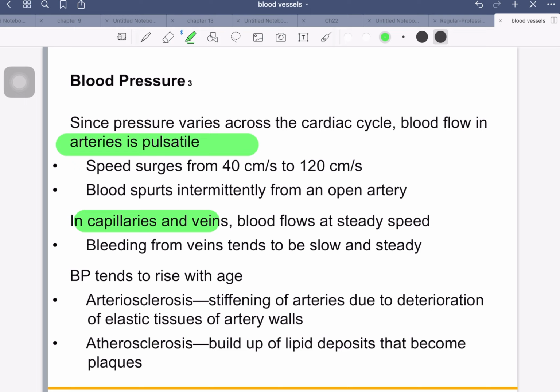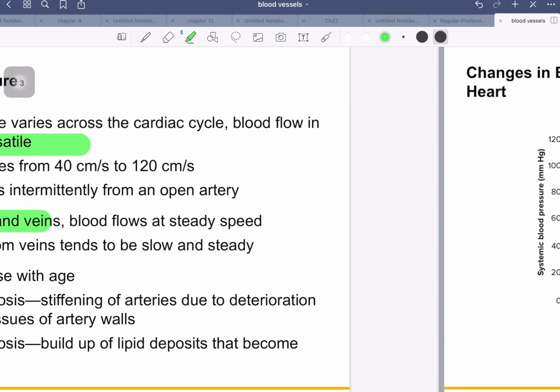Now, there's a number of things that can affect blood pressure throughout one's life, but one of the things is aging. Arteriosclerosis causes a hardening or stiffening of the arteries. In that case, you lose some of the elastic tissue within the arterial walls, so you cannot mitigate those high pressure surges as well. Atherosclerosis, on the other hand, is the actual buildup of lipid deposits that become plaques.